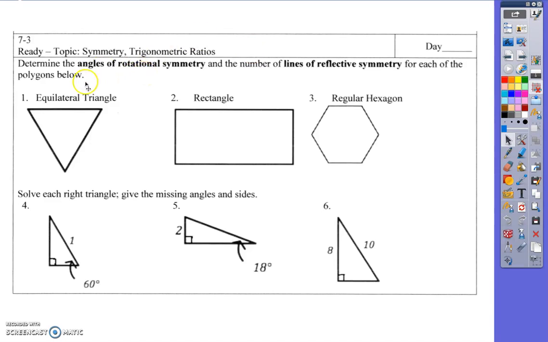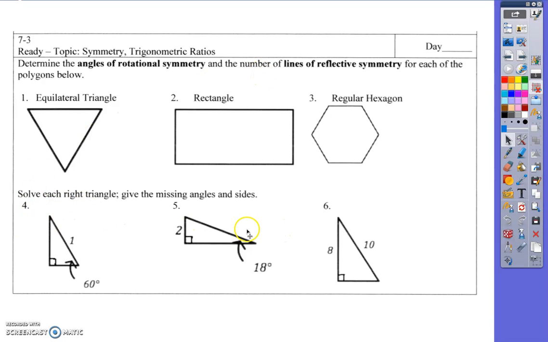Angles of rotational symmetry mean the angles at which I can turn this triangle or rectangle and have it land exactly on top of each other. And lines of reflective symmetry are places where I can fold it and have the sides land on top of each other, and so on. So I think you can handle that. It shouldn't be too bad.